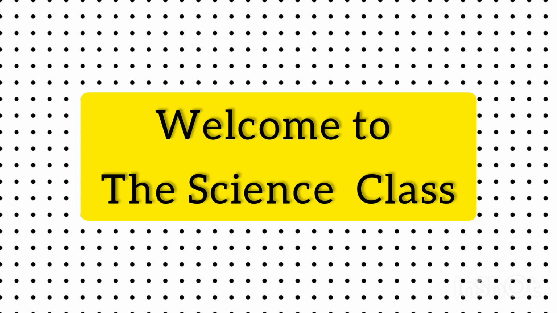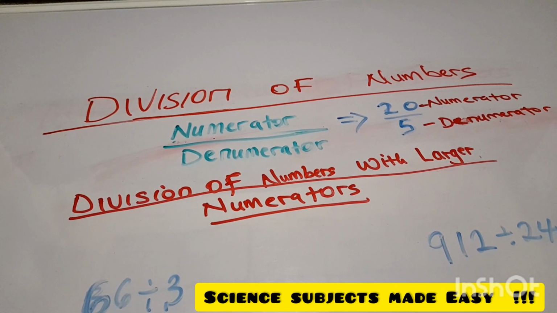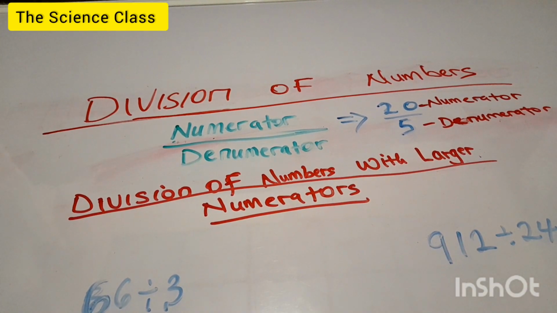In the last class we discussed multiplication of numbers. In today's class we shall be discussing division of numbers. But there are two kinds of numbers that we can divide. We have numbers with larger numerator against the denominator and numbers with smaller numerator against denominator. What do I mean by that?